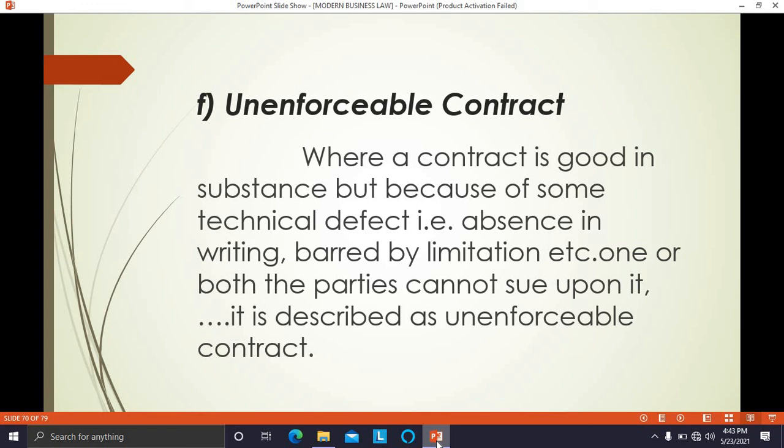So if an agreement needs to be in writing and needs to be registered, and it is not registered and not in writing, then both the parties cannot sue upon it. Both or one of the parties cannot file a case against non-performance of such a contract. So it is described as an unenforceable contract. In simple terms, unenforceable contracts are those contracts which are correct in every respect, but there are some technical defects, some legal formalities are not followed, and those contracts will be unenforceable.